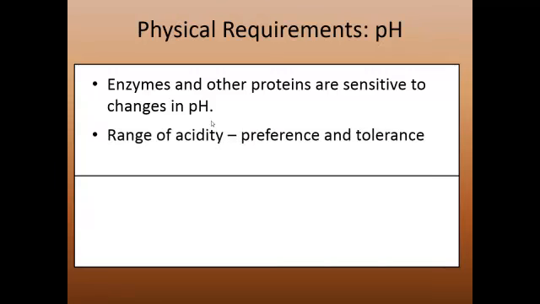So we say that a particular species of organism has a range of acidity, which is the preference and tolerance that that particular organism has for that pH. Now, neutrophiles are those organisms that can tolerate between about 6.5 and 7.5.